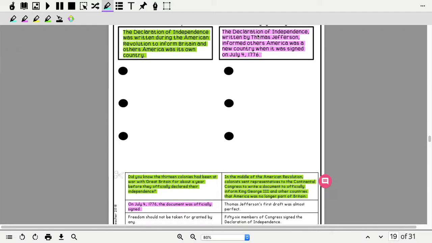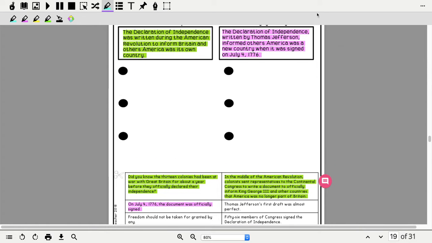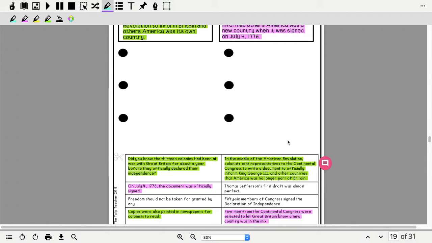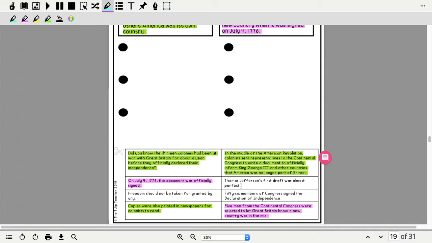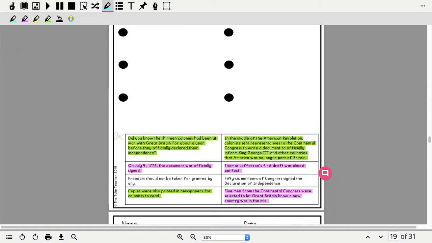We're going to read this main idea again. The Declaration of Independence, written by Thomas Jefferson, informed others America was a new country when it was signed. So we have something that talked about who it was written by. We have something that says it was officially signed. I just realized that this one does not say Thomas Jefferson, so that way it specifically mentions Thomas Jefferson right here.